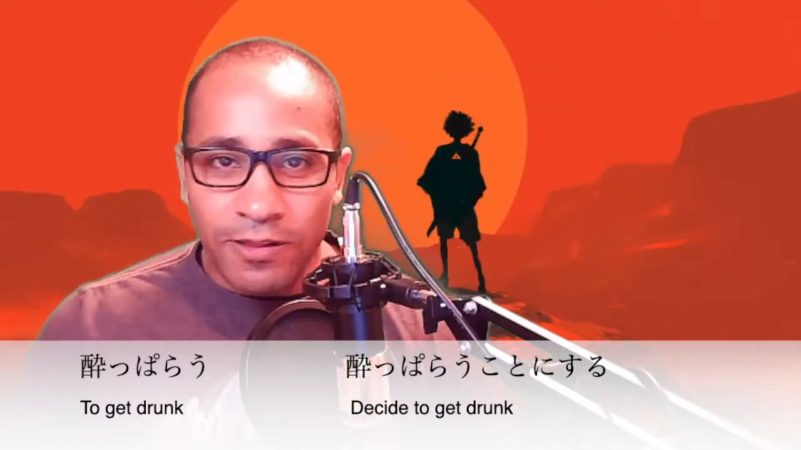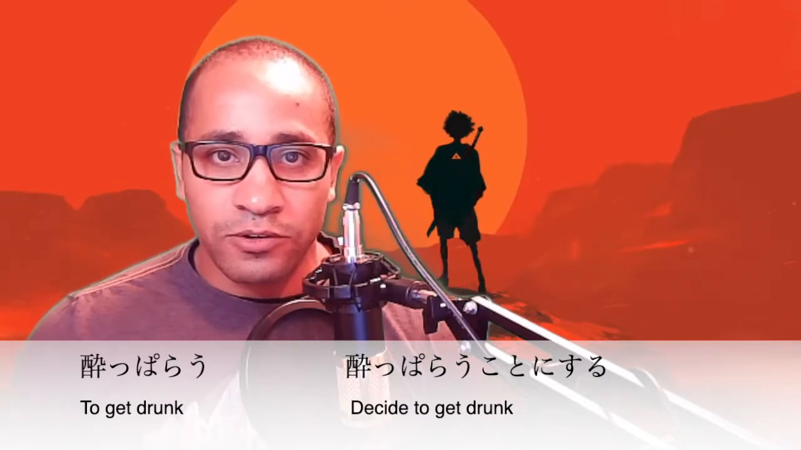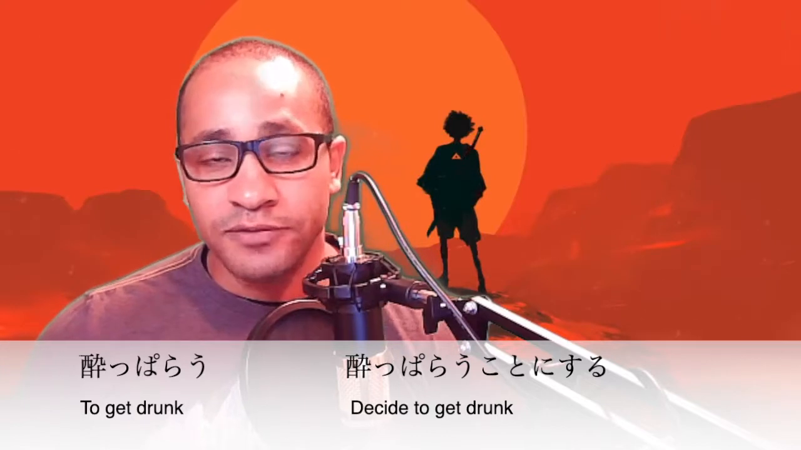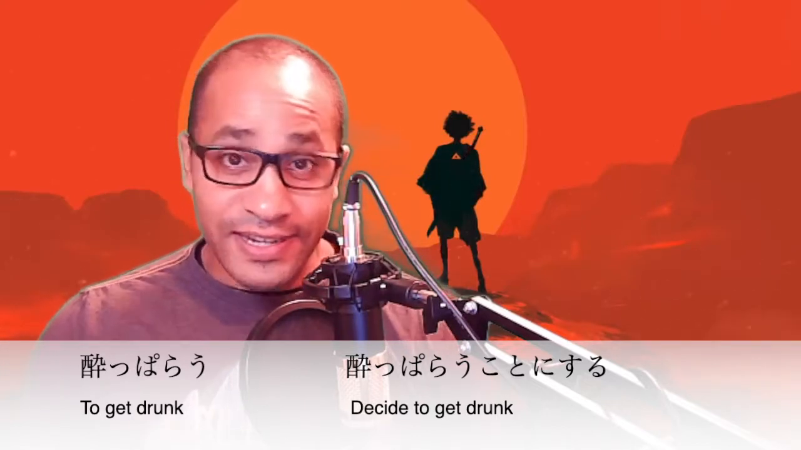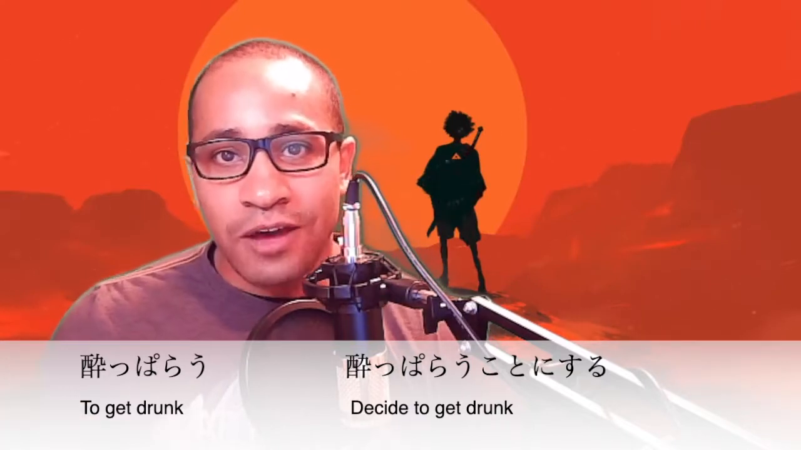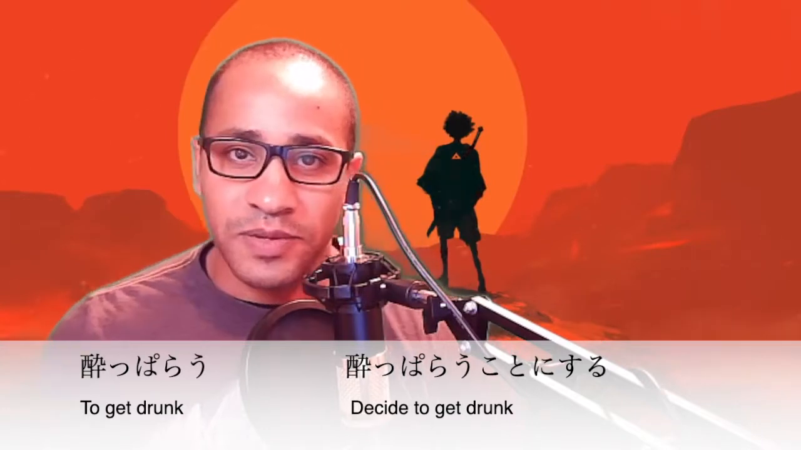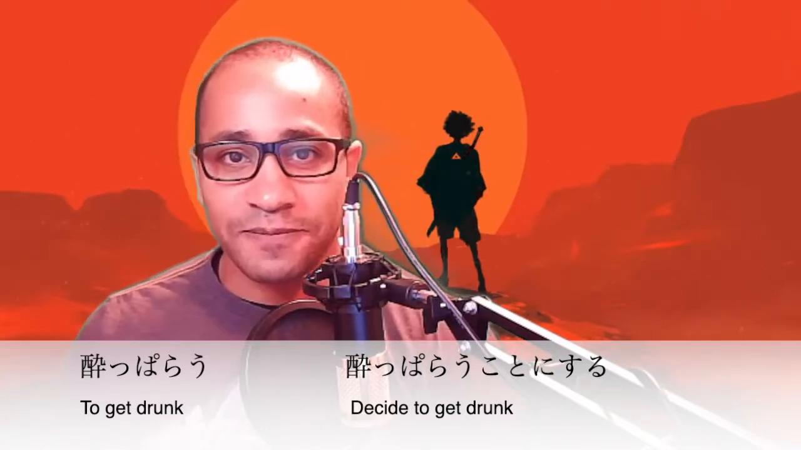Okay, now with all of that in mind, let's try this example. Let's use the word yoparau, which is the dictionary form of to get drunk. So if we decide to get drunk, then we would say 酔っ払うことにする, which means decide to get drunk.